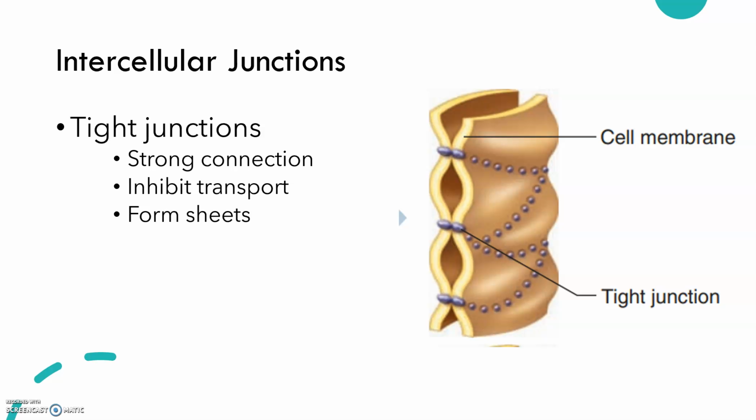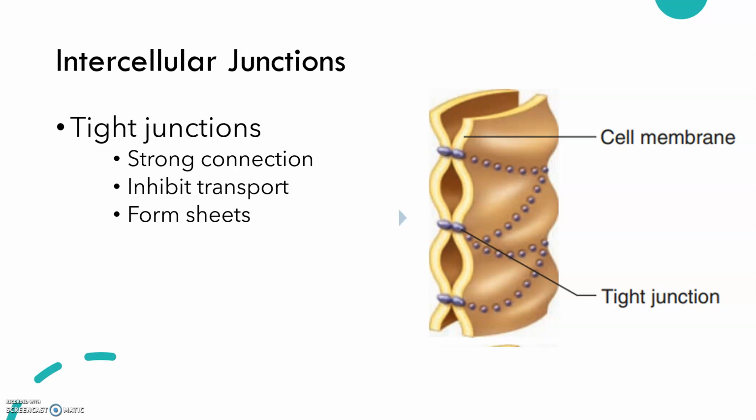The first example of an intercellular junction is a tight junction. These are very strong, tight connections. They inhibit transport in between the cell membranes, and they form a sheet. These junctions are so tight that they are watertight, which allows the cells to control the flow of water and nutrients. This is especially useful in the lining of the digestive system and the blood vessels around the brain, as well as the lining of the urinary bladder.